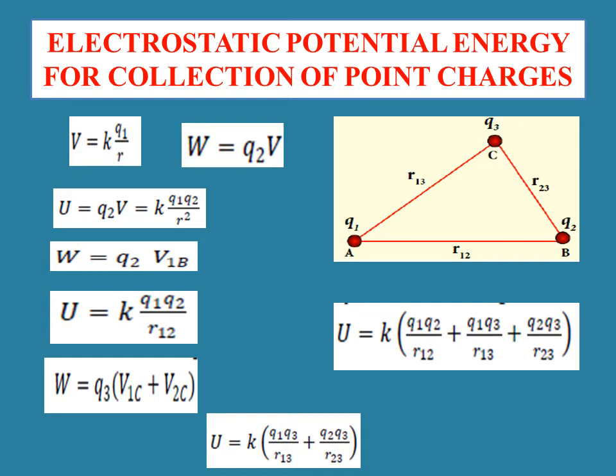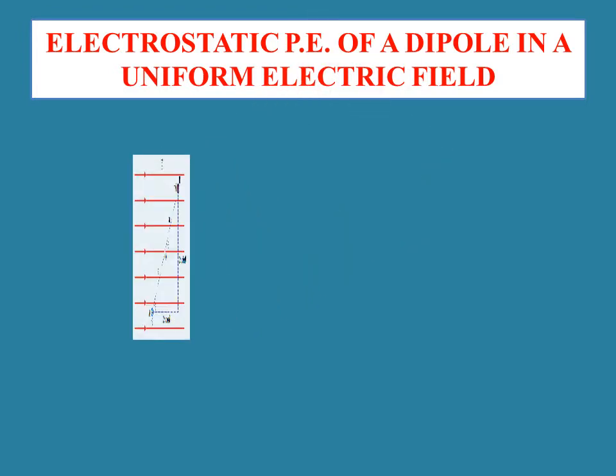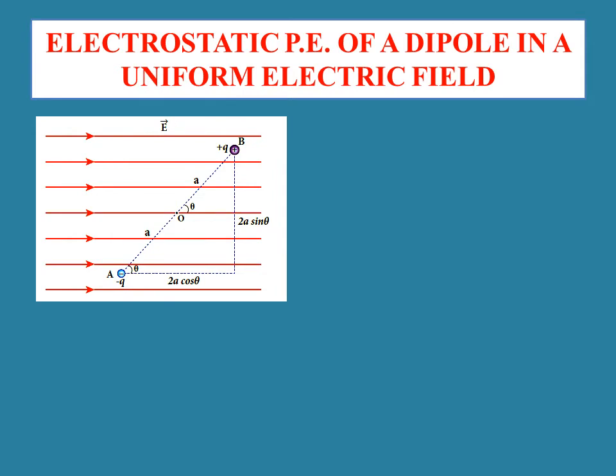The next one is electrostatic potential energy of a dipole in a uniform electric field. You know what is a dipole? Two equal and opposite charges separated by a small distance is known as a dipole. Now in the diagram you have a dipole which is placed in a uniform electric field, and the distance between the charges of the dipole is represented as 2a and the angle subtended is equal to theta with respect to the electric field.